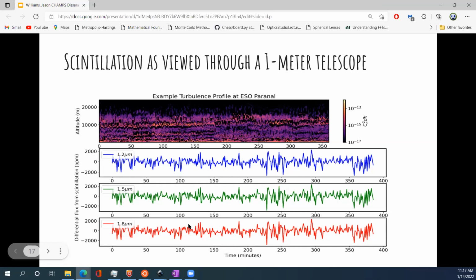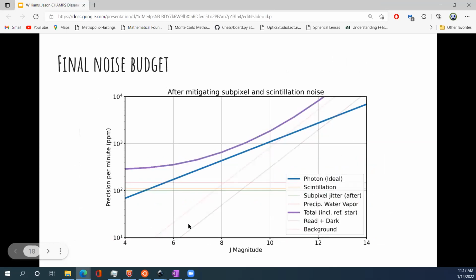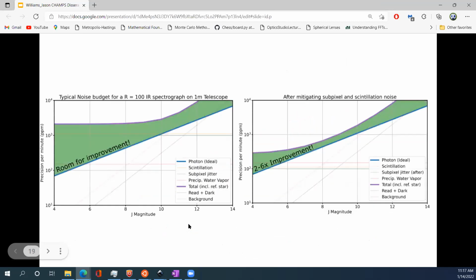When we do that, if we're able to mitigate both subpixel and scintillation noise after factoring in the brightness from a comparison star using differential spectrophotometry, that's also undergone both of these noise reduction techniques, we get our final noise in purple. After all of this noise mitigation, we expect a 2 to 6x improvement, depending on the host star magnitude, which is really great.